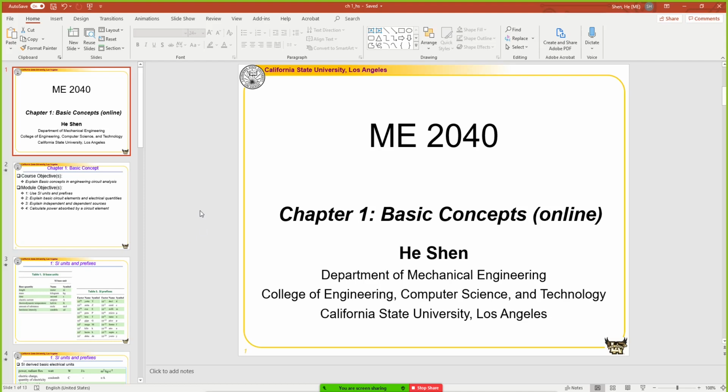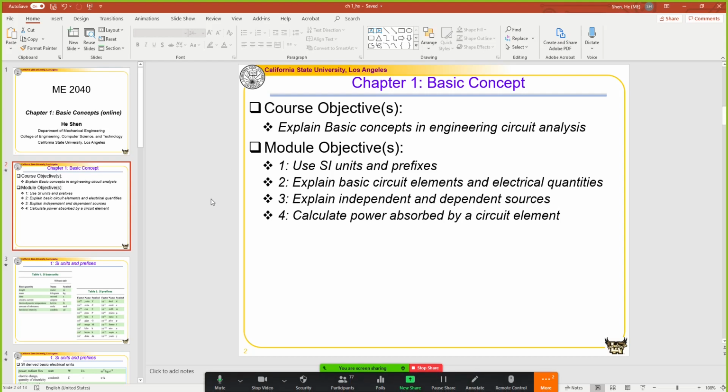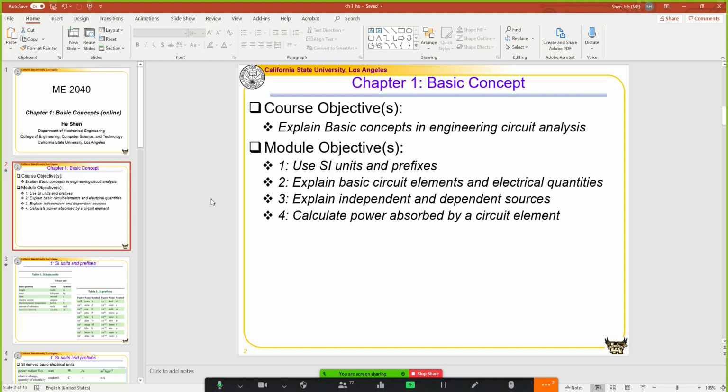So today we're going to look at chapter 1, basic concepts. The learning objective for this chapter is basically for you to be able to explain the basic concepts in engineering circuit analysis. So the module objectives are also the objectives for today.